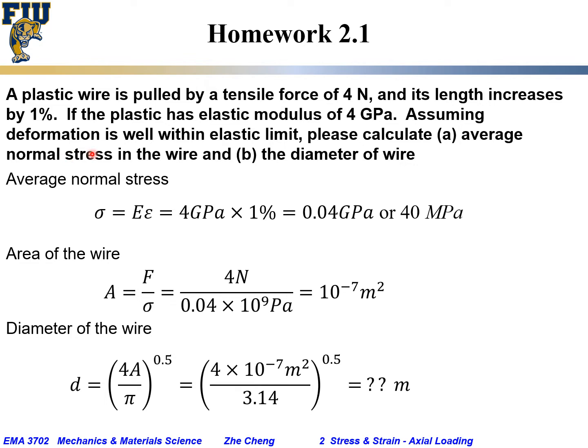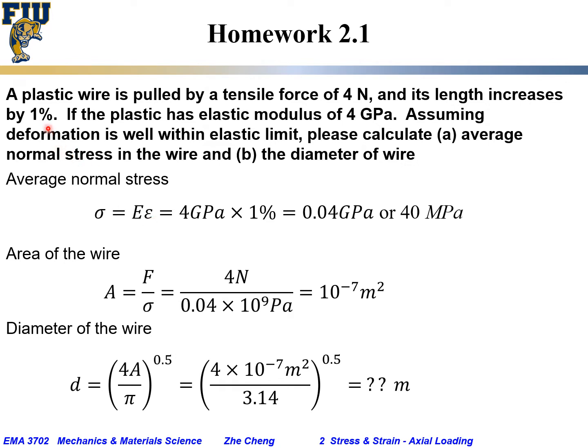And what do we already know? We know length increases by 1%. That is essentially the relative change in length, which is strain. We know strain. We also know the so-called material property, Young's modulus or elastic modulus, which means we can use Hooke's law. The normal stress sigma would be equal to E, elastic modulus, times epsilon, engineering strain. And what is E? We said 4 gigapascal. We put it here. What is strain?